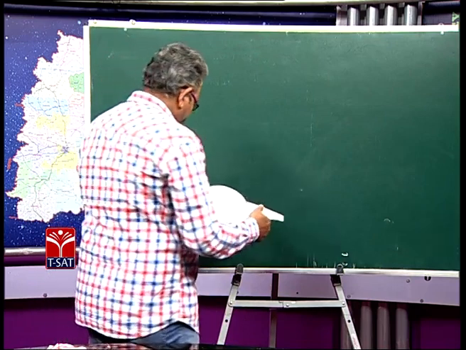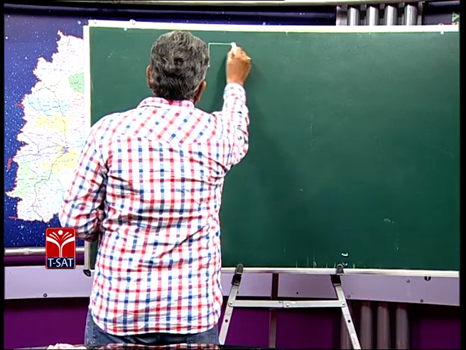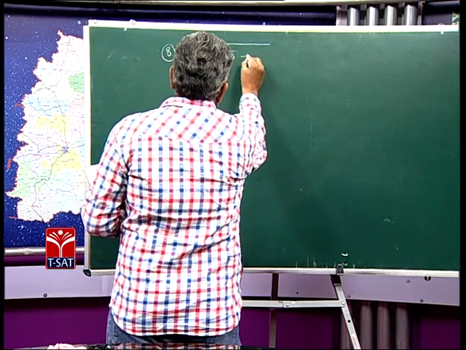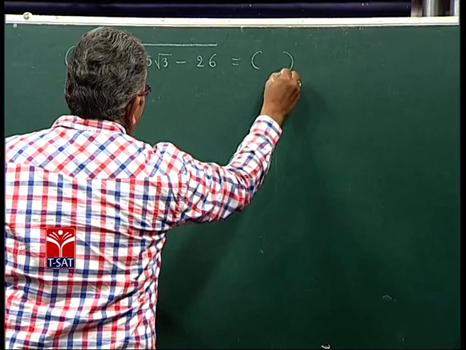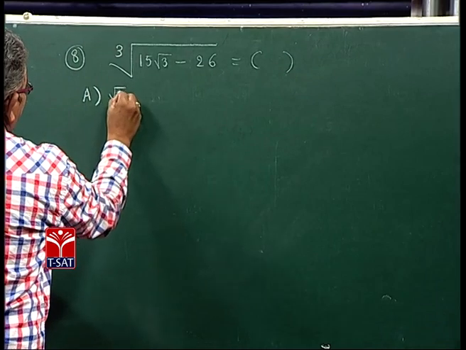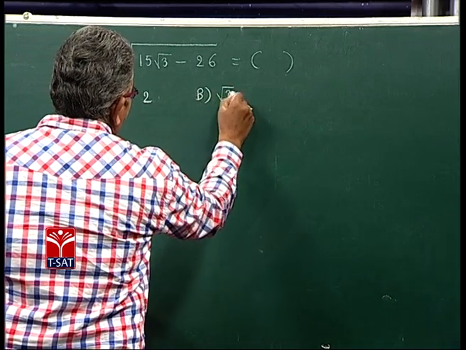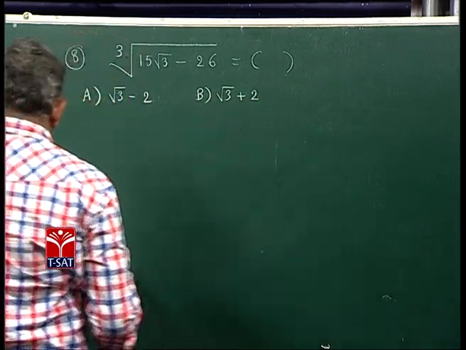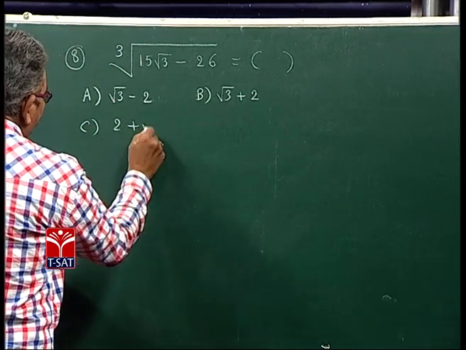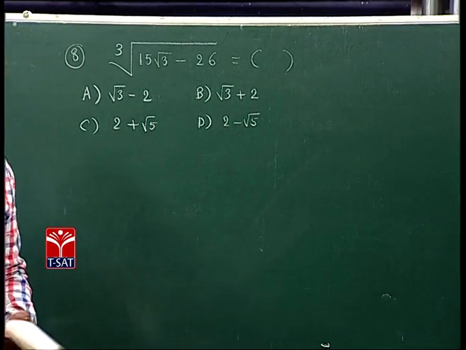Okay, next problem. Cube root of 15 root 3 minus 26. A, root 3 minus 2. B, root 3 plus 2. C, 2 plus root 5. D, 2 minus root 5. Okay.